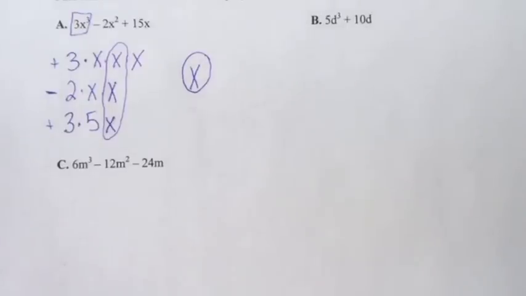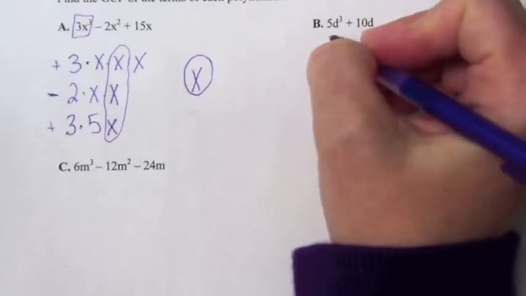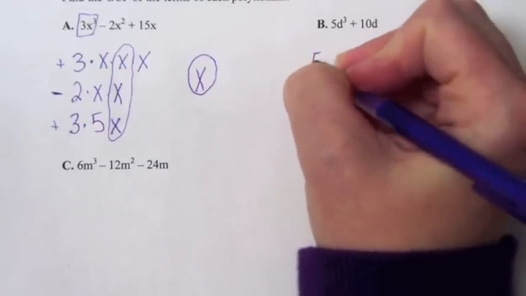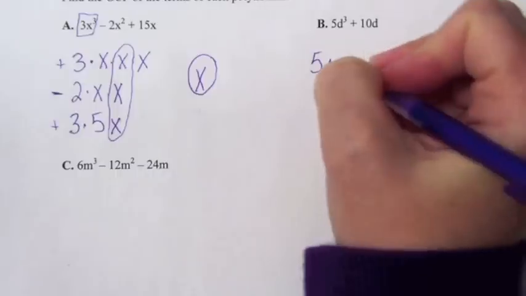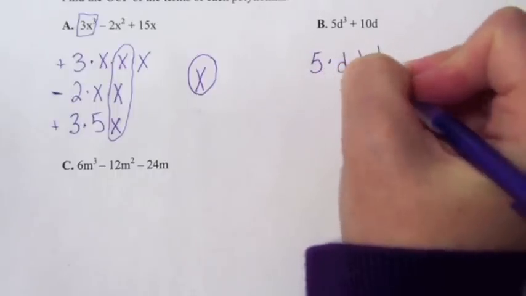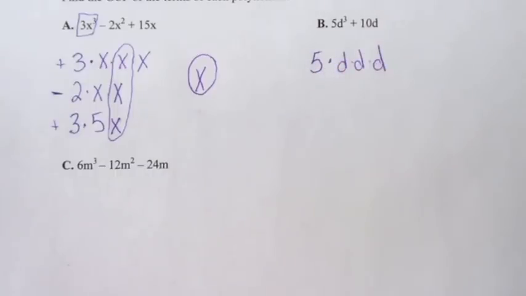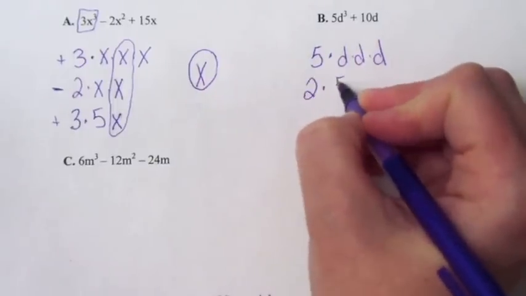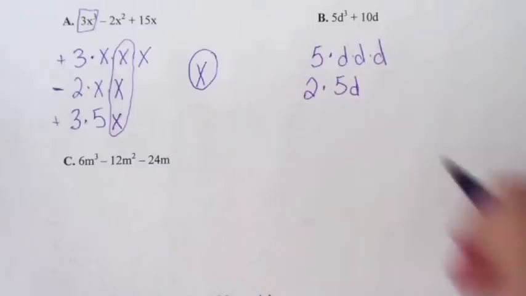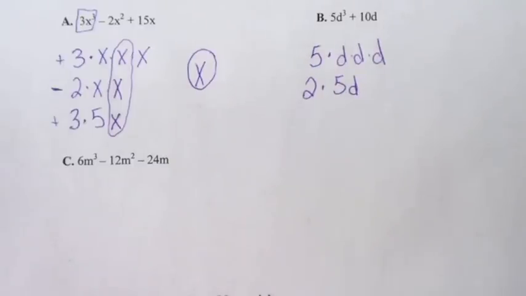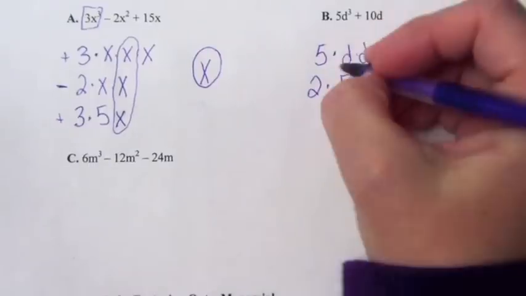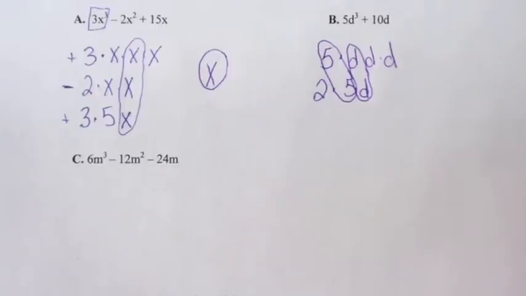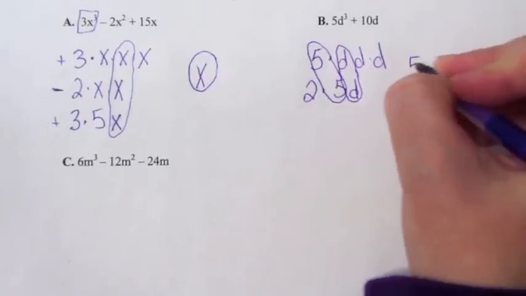Now let's look at letter B. We have 5 and then d cubed, so 5 times 1 is the factors of 5, so we just write the 5, and then 3 d's. Okay, 10 breaks down into 2 times 5, and then d. There's 1 d there. So then we can circle what's in common here. We have one set of 5s, and one set of d's. So our greatest common factor on this problem is 5d.